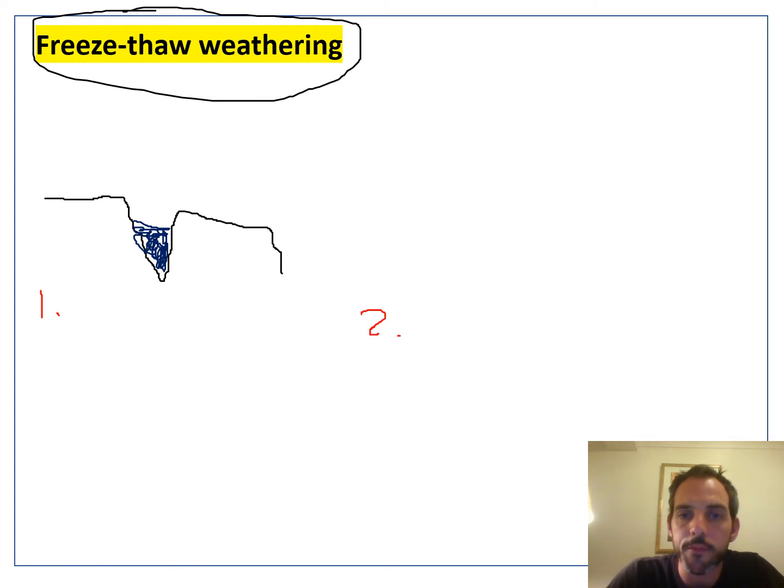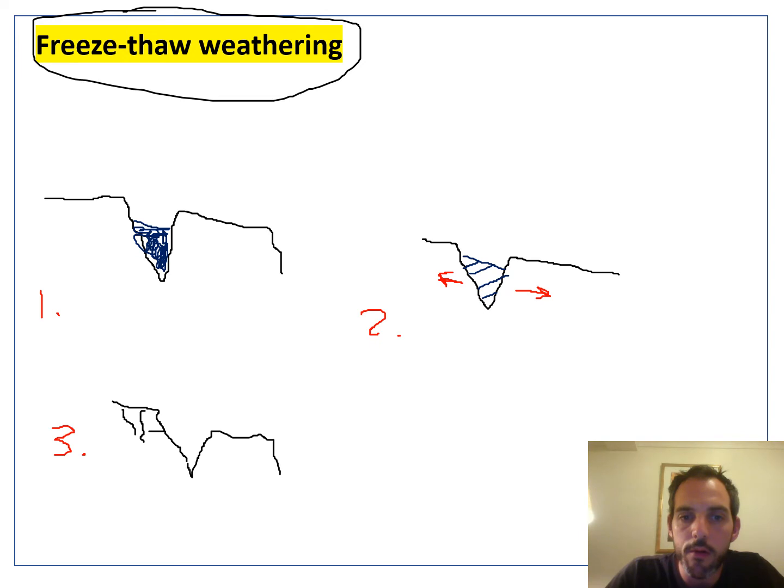Stage 2, the water freezes, and as you remember from putting your Coke can in the freezer in the summer, it expands. And as it expands, it puts enormous pressure on the rock. The crack gets wider. Stage 3, pieces of rock start to break off, forming scree. Okay, these are the broken bits of rock. I'll write it for you. That is called scree.